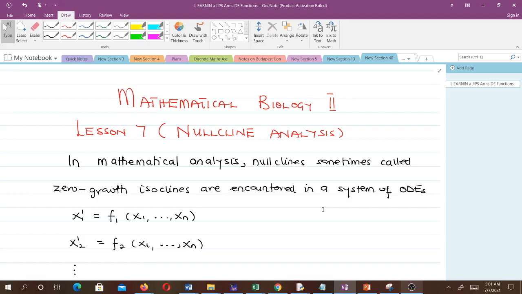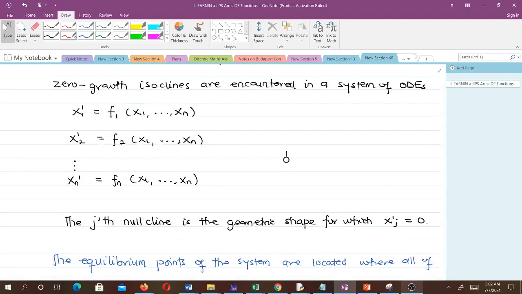It just helps us to get our fixed point quantitatively, and by the end of the video you'll see how it is done. So in mathematical analysis, Nullclines, sometimes called zero growth isoclines, are encountered in a system of ODEs like this one that we have here. So you see we have a system of N ODEs. When we have the system of ODEs, then the j-th Nullcline is the geometric shape for which x_j prime is equal to 0.